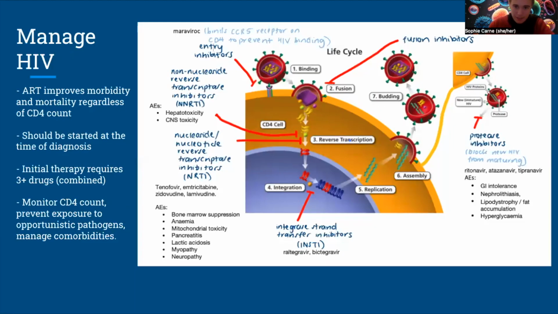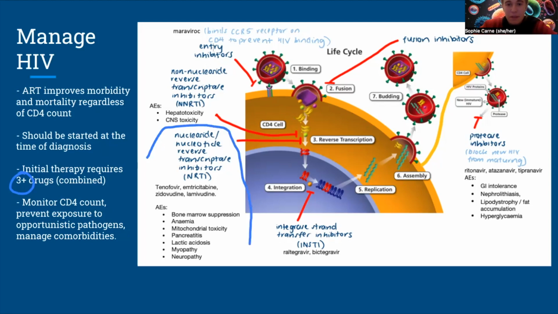Management wise, I've just drawn this diagram to show you there's lots of different drugs that you can use to manage HIV, and the initial therapy you use is 3 or more drugs, and they act on all different parts of the HIV life cycle, as you can see here. It improves morbidity and mortality regardless of the CD4 count.